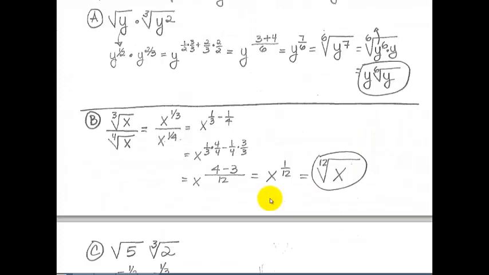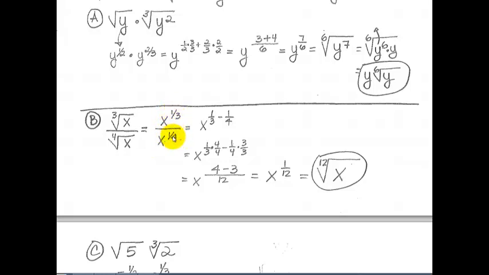Alright, now what we're going to do is letter B. Okay, letter B, we have the cube root of x divided by the 4th root of x. So basically what I'm going to do is change into exponential form. Remember, the root is the denominator and the exponent here is a 1, so the 1 goes on top. So it's x to the 1/3 divided by x to the 1/4.